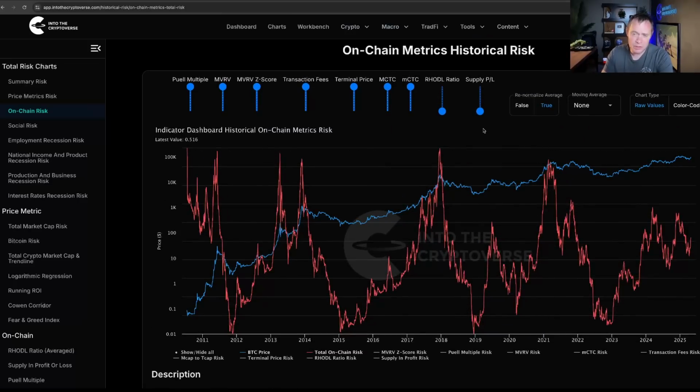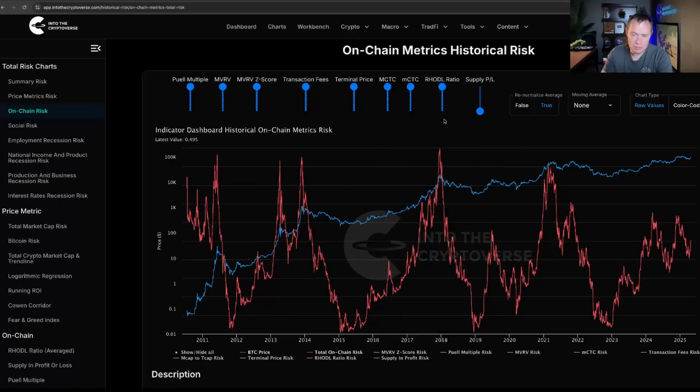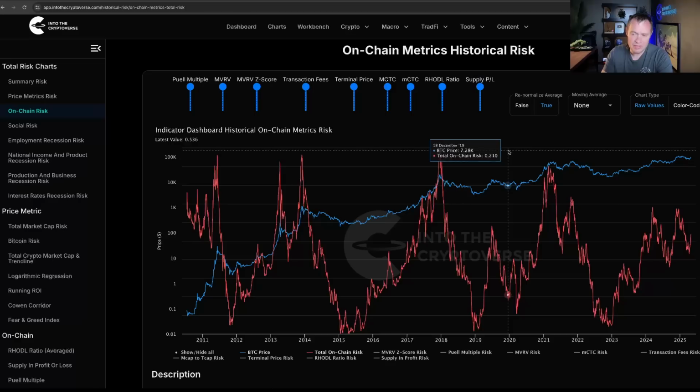If you want to include the other two on-chain metrics that we mentioned, you can do that. You can just add them to the overall total risk, and if you look at it like that, current risk is 0.536. One of the cool things about how this on-chain risk metric is created is that you can tailor it to what you might find more interesting.